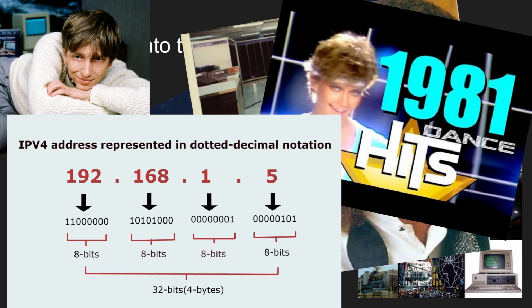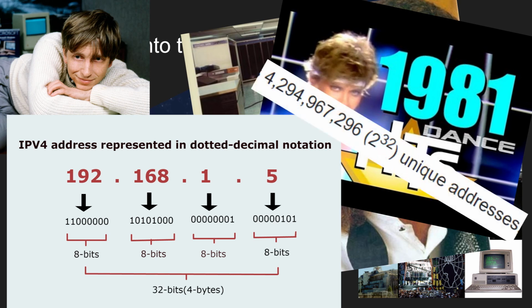An octet is a number from 0 to 255, and it's called an octet because it can be represented in 8 bits of binary. So if you've got 4 of these, and you do the math, how many addresses can you make with this system? Well, 256 to the 4th power is 4.3 billion unique addresses.